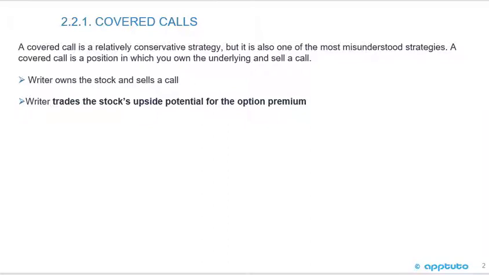I've sold the call, so I have an obligation to sell, but I own the stock. That's fine. I'll sell the stock at a price that I'm happy with, and in the meantime I'll collect the premium. Okay, so the writer owns the stock and sells the call. Now what you're trading is the upside potential for the option premium.